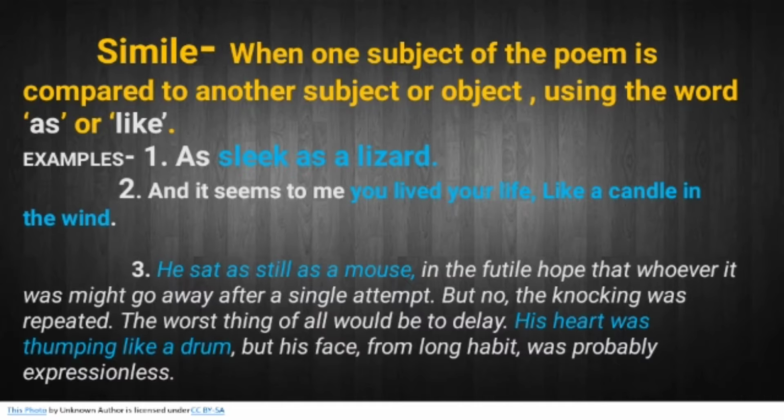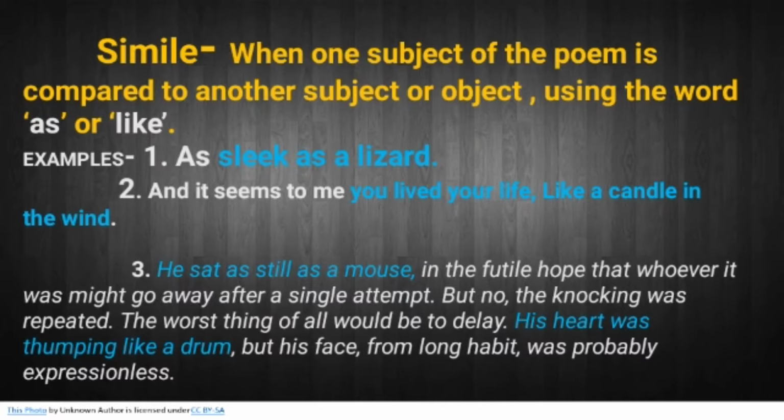Well, we've all heard that. So, the sitting quietly of the mouse has been compared with the help of the word as. My heart was thumping like a drum. Beating of the heart has been compared to the beating of the drum. It obviously highlights the palpitations and the restlessness that is involved in this beating of the heart. Therefore, his heart was thumping like a drum.